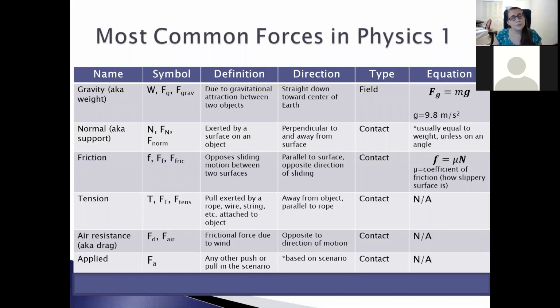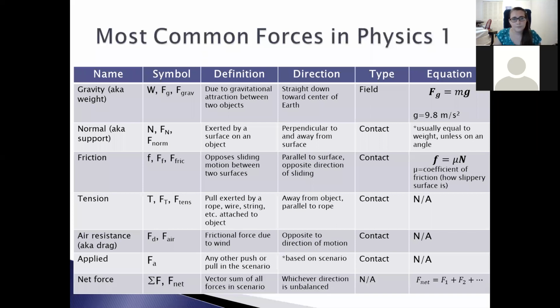Any other push or pull in this scenario would be considered an applied force because you're applying a force on the object. So we just call that FA, and it would be based on the scenario. Like it would tell you you're pushing a box to the right. So then, of course, your applied force would point to the right. It's a contact force usually because, again, magnetism and electricity are Physics 2. And there's no equation given for it. It would just depend on the scenario.